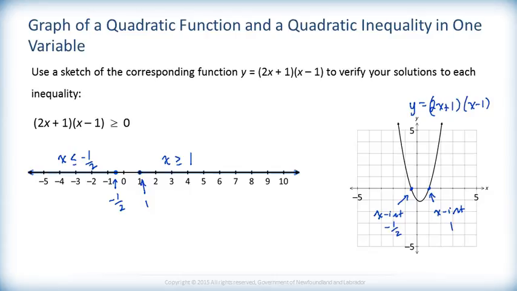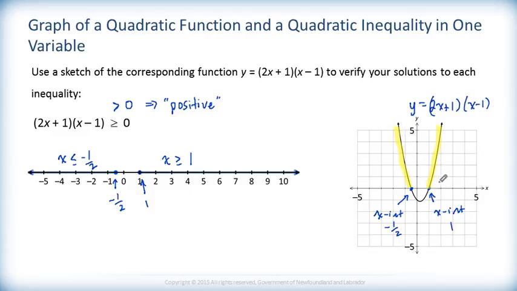Now we just need to figure out from our graph, do we go greater than or equal to 1, or between negative 1/2 and 1, or less than or equal to negative 1/2? Well, the key is right here. We have greater than 0. Greater than 0 means positive. So we're going to look for where the y values are positive on this graph. On this part of the graph, the y values are positive, and on this part of the graph, the y values are positive.